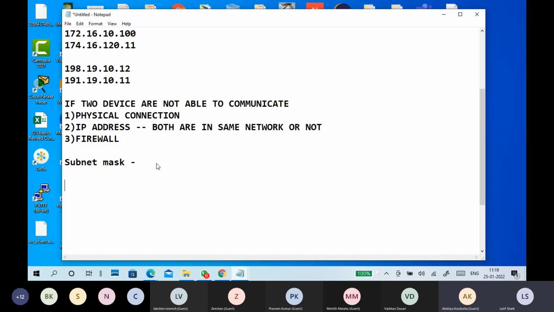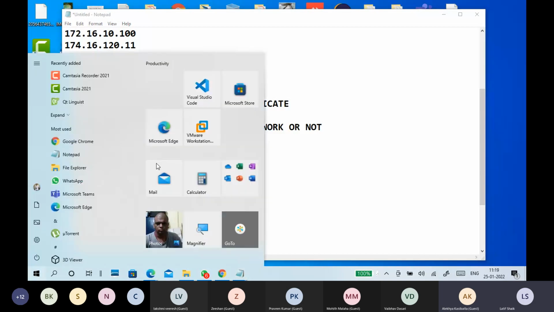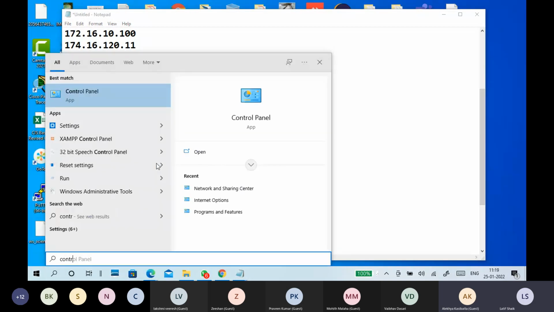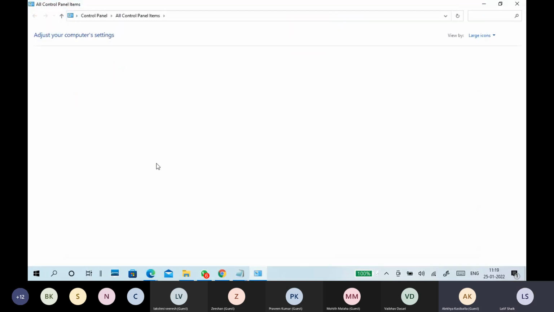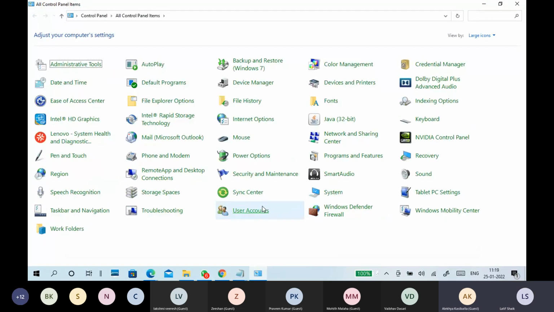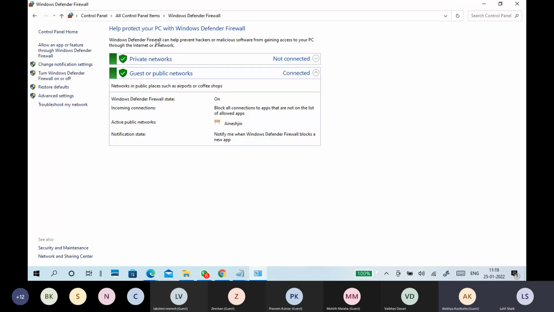So where is the firewall? If you are on Windows, go to Control Panel. There you can see Windows Defender Firewall. Now Microsoft keeps changing the name, but go to Windows Defender Firewall. You can see private network, guest or public networks. What I am going to tell is that private network and public network are different. Public means you are sitting in some place like a coffee shop, a non-secure area.